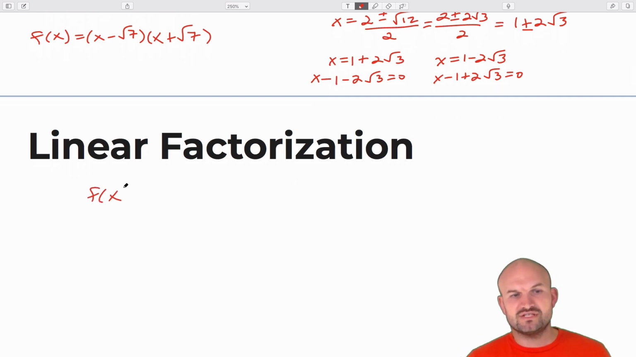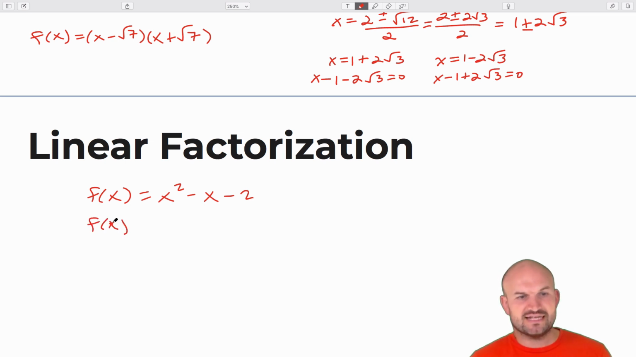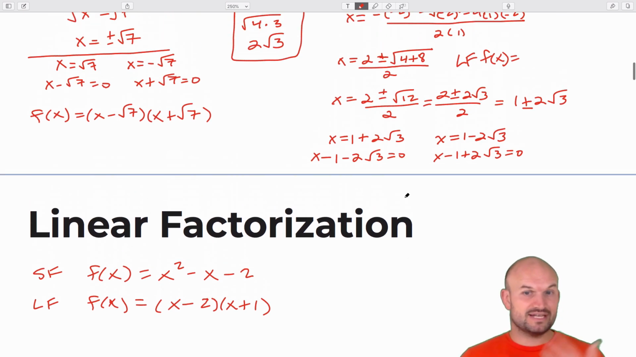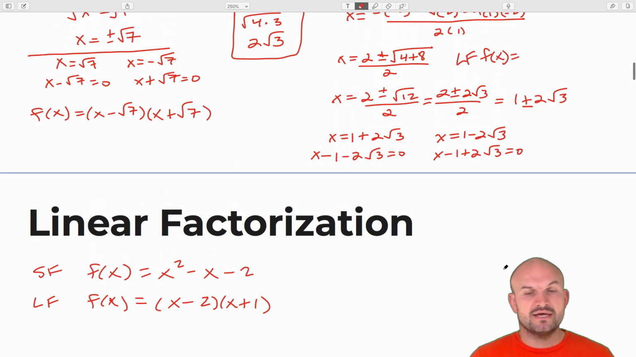So, first way is if I had x squared minus x minus 2. The nice thing to do linear factorization is just to factor things. And that's the goal that I want us to get to, is writing the linear factorization in the factored form, which is x minus 2 in this case times x plus 1. There you go. That's the linear factorization, right? So this is your standard form. That's your linear factorization.